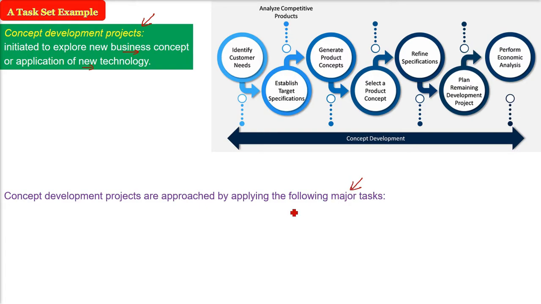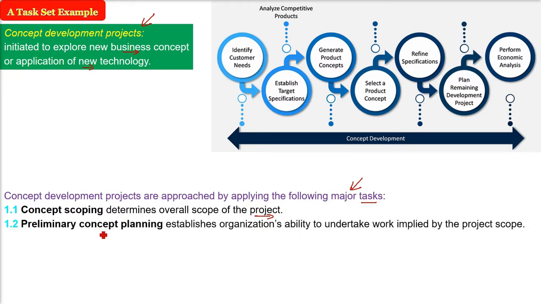These concept development projects are approached by certain major tasks defining them. That is how to find out the major tasks first. Major task means they have a prescribed visible output. First one is concept scoping. In concept development projects, the first thing that comes is the development of scope. This determines the overall scope of the project: what you want to do, what your underlying idea is, and what the constraints are.